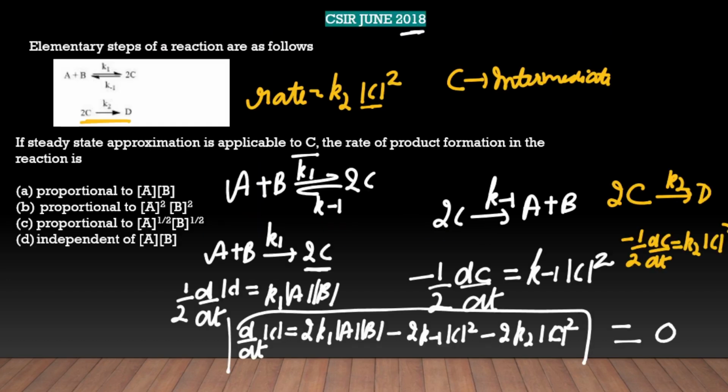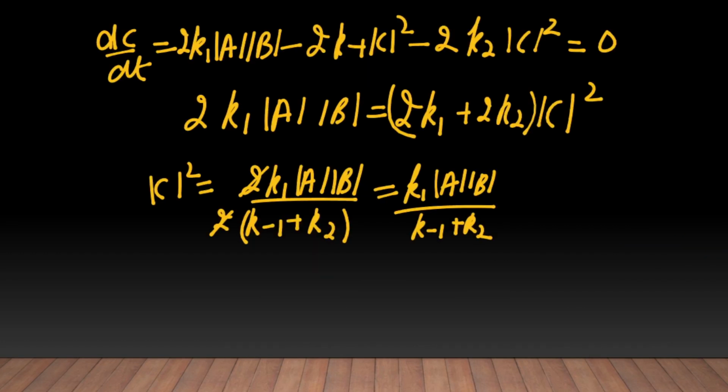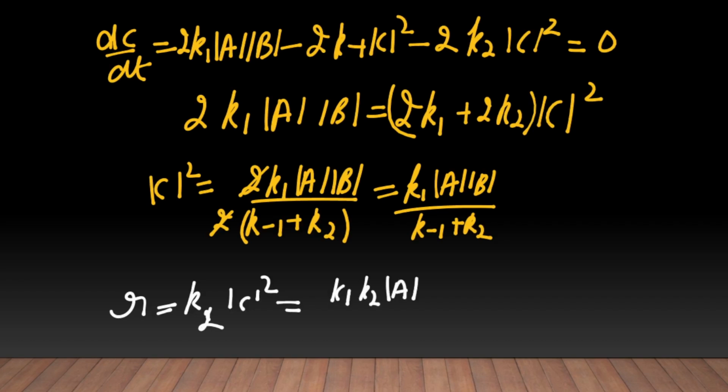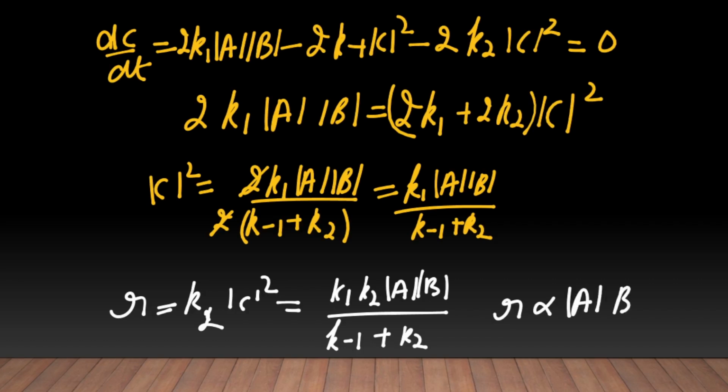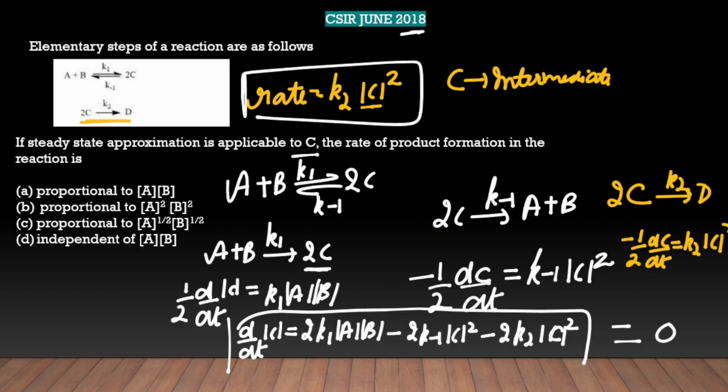Now substitute this into the rate expression. Rate will be equal to k2 times C square. So substituting this, it becomes k1 k2 A into B upon (k inverse plus k2). You are seeing that the rate is proportional to the concentrations of A and B. The question asked whether the rate of product formation is proportional to A and B; no powers were included. So option A is the correct answer.